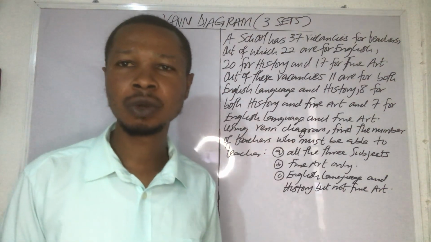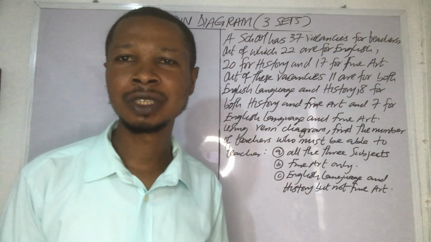This is another example of a question on Venn diagram that involves three sets.